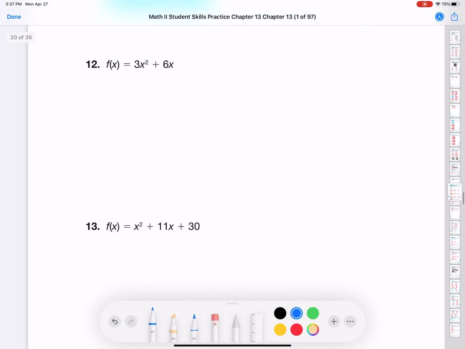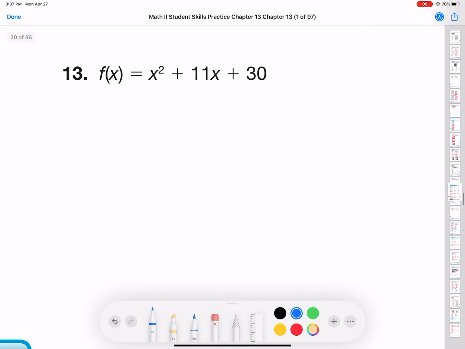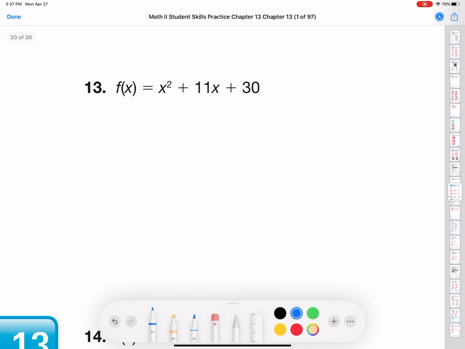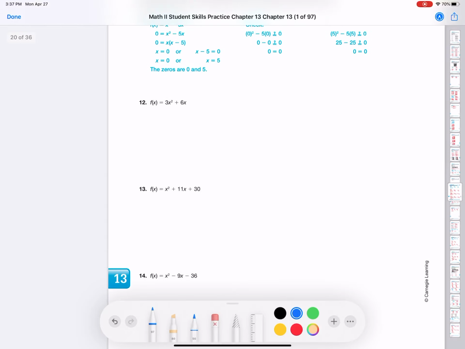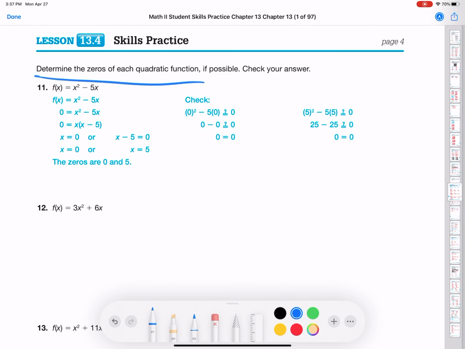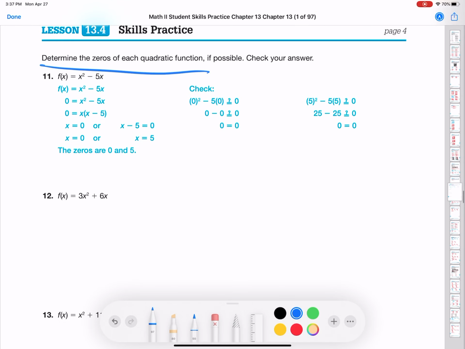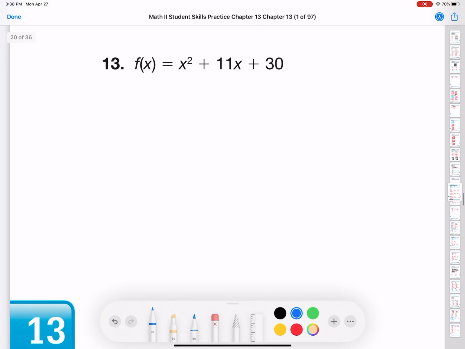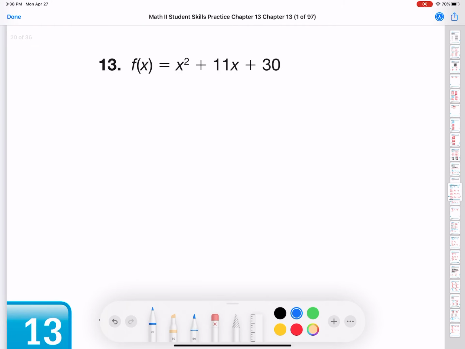The last one I'm going to do for you guys is number 13. For this one, you're going to go ahead and find the zeros. Again, you're doing the same thing. It says determine the zeros of each quadratic function if possible. What's different about this one is it's not equal to 0. All you have to do is set this equal to 0. So I'm going to have 0 is equal to x squared plus 11x plus 30.